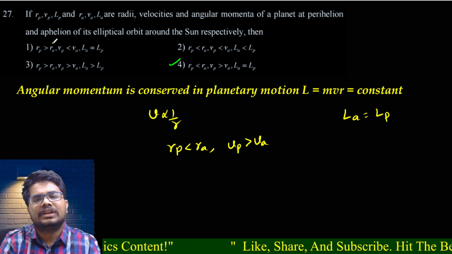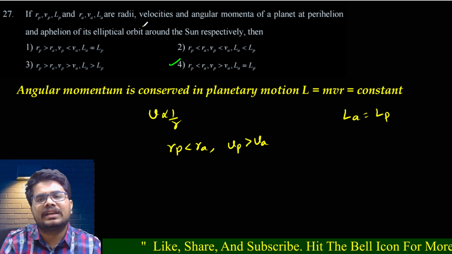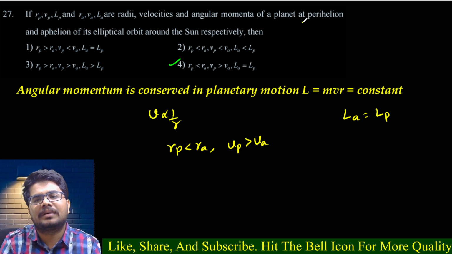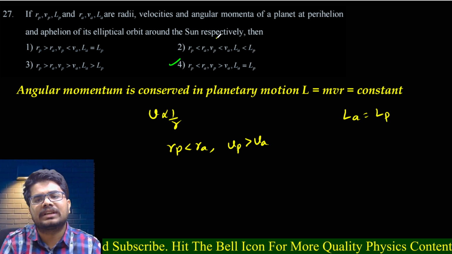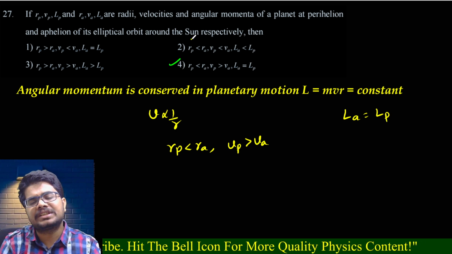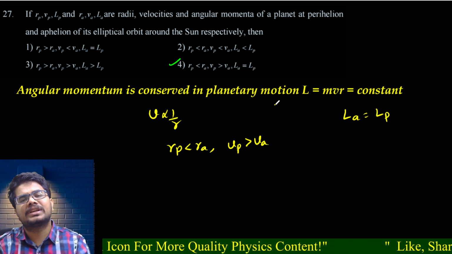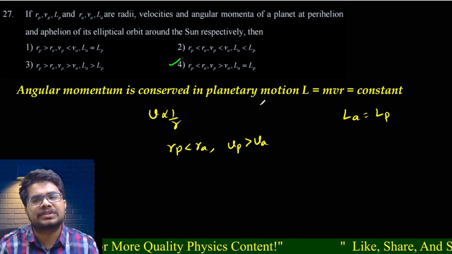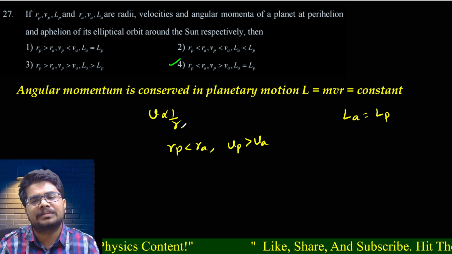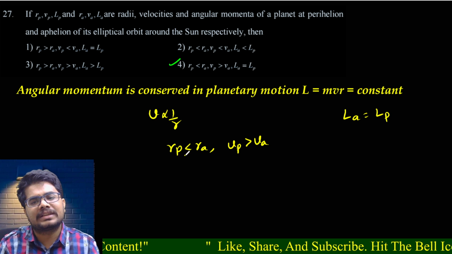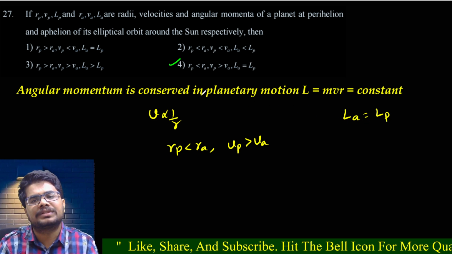In planetary motion, if RP, VP, LP and RA, VA, LA are the radii, velocities and angular momenta of the planet at perihelion and aphelion of its elliptical orbit around the sun respectively, then this thing every teacher will discuss in class notes also, basic only. Angular momentum is conserved in planetary motion, because the net torque due to gravitational force is 0. So L equals mvr, which is constant. mvr constant means v is inversely proportional to r. So since rp is less than ra, we can write Vp is greater than Va, and by angular momentum conservation LA equals LP.